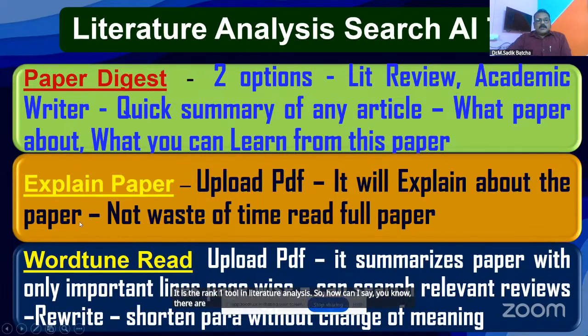It has about five features, though it shows two options: literature review and academic writer. Under literature review, five options are there, and with the academic writer we can write a paper as well. It gives a quick summary of any article: what the paper is about, what you can learn from it. Actually, it is a free tool.